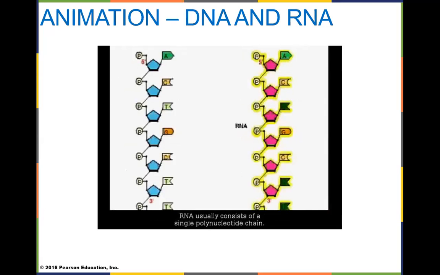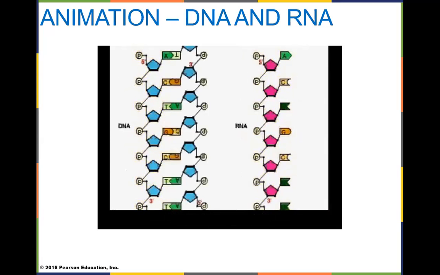RNA usually consists of a single polynucleotide chain. DNA, on the other hand, consists of 2 polynucleotide chains. The 2 DNA chains, or strands, are oriented in opposite directions and held together by hydrogen bonds between the nitrogenous bases on opposite strands. Because of their sizes, shapes, and arrangement of polar groups, the DNA bases form complementary pairs.